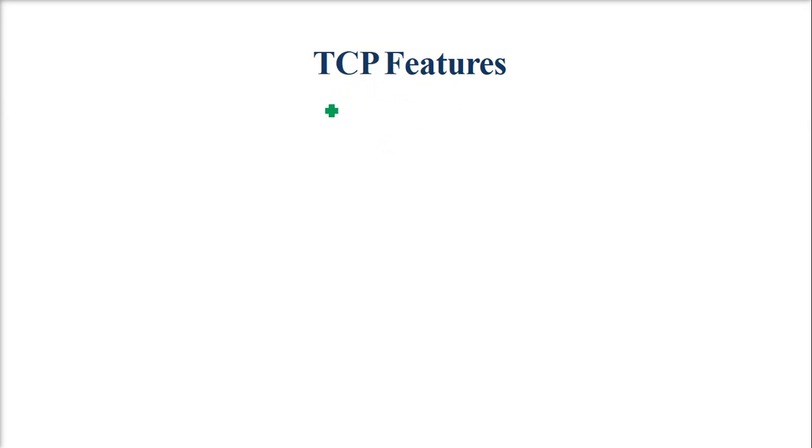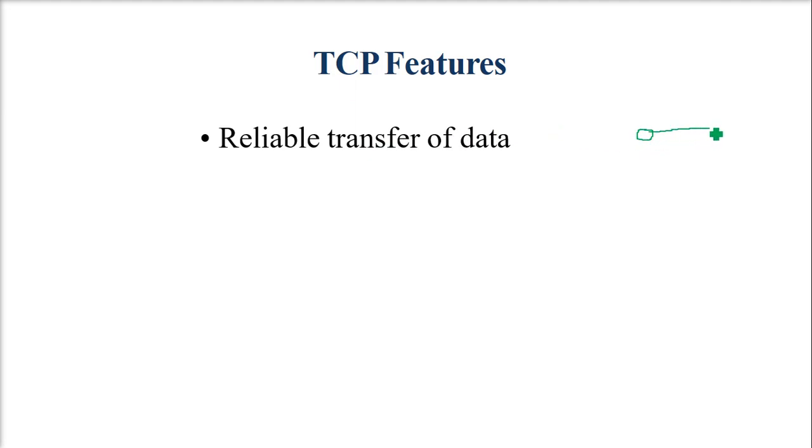What are the transmission control protocol features? First, the data is reliably transferred from the sender to the receiver. It is reliable. That is, there is no loss of data or packets.